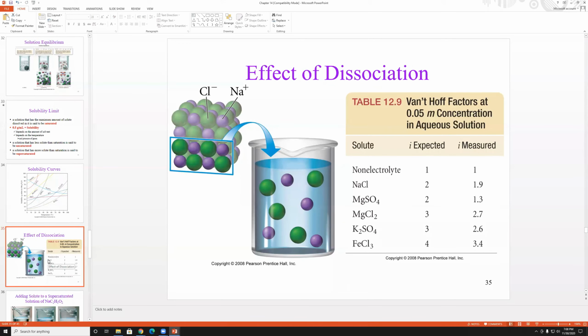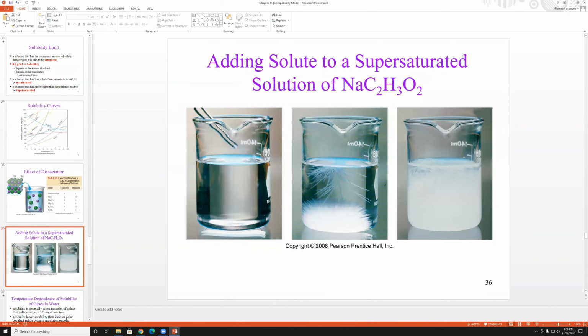Then effective dissociation. So we talked about Van Hoff factor already. Here's what happened. This is called seeding. This is actually really cool. If you have a saturated solution or even supersaturated, and you see it's very clear, there's not really anything, but you know it's at the limit. What we can do is we can seed it.